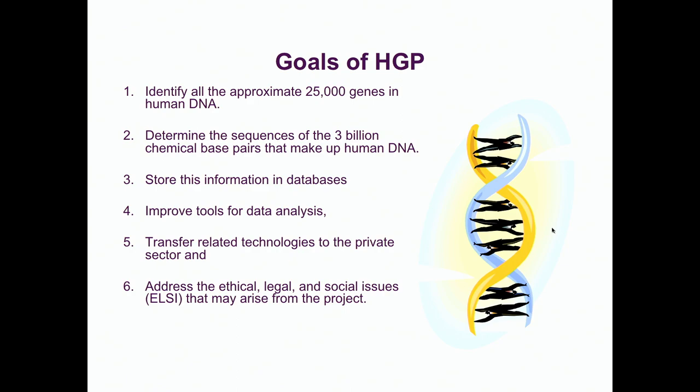So the goal of the human genome project was to identify the approximate 25,000 genes in human DNA, determine the sequence of those genes, put this information in databases, make these databases available for analysis, and transfer this technology to the private sector.